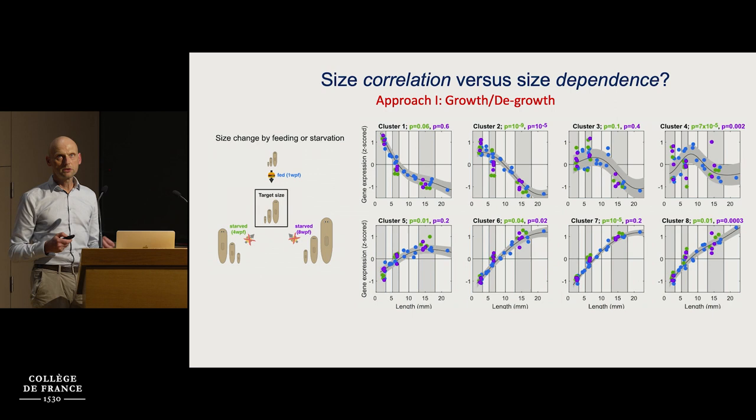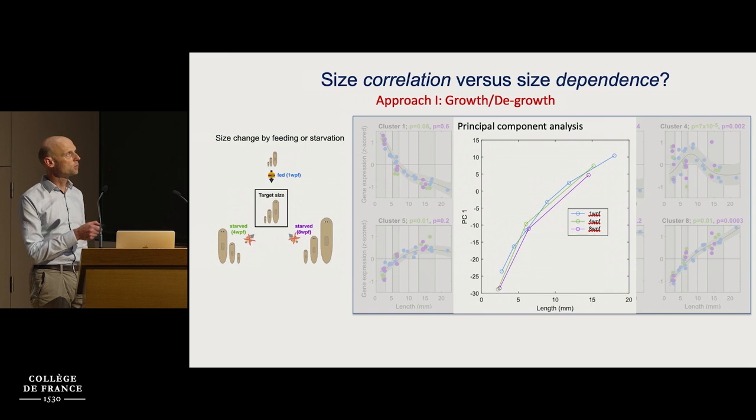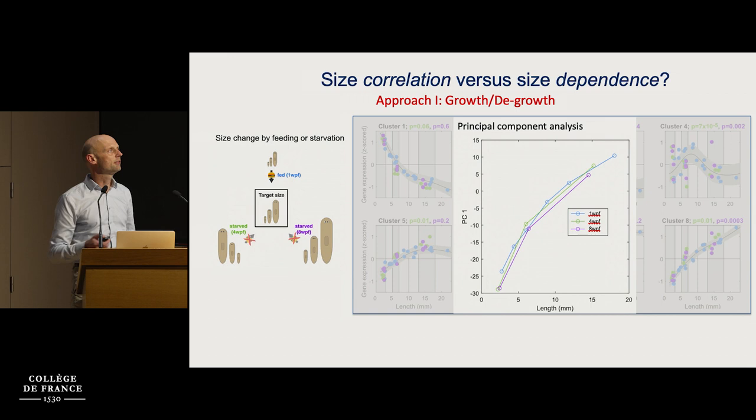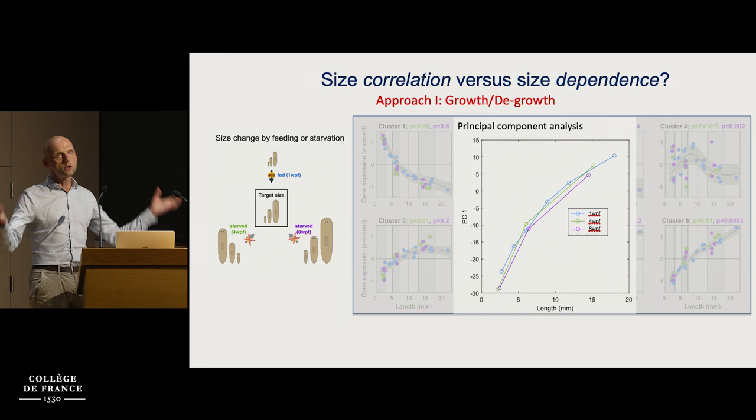So much so that principal component 1 represents size information, and the curves of these different treatment paradigms collapse onto exactly the same curve. So meaning that indeed system size is a key determinant of gene expression.